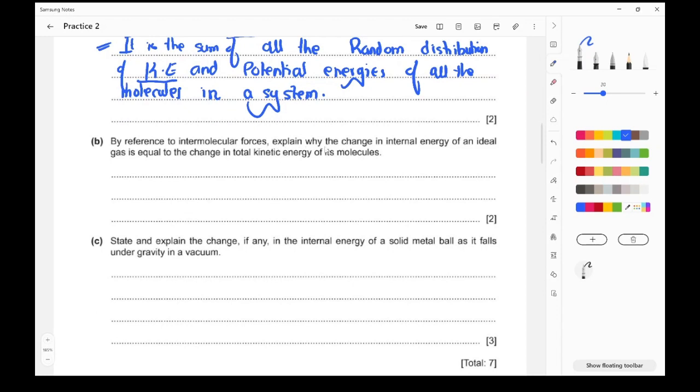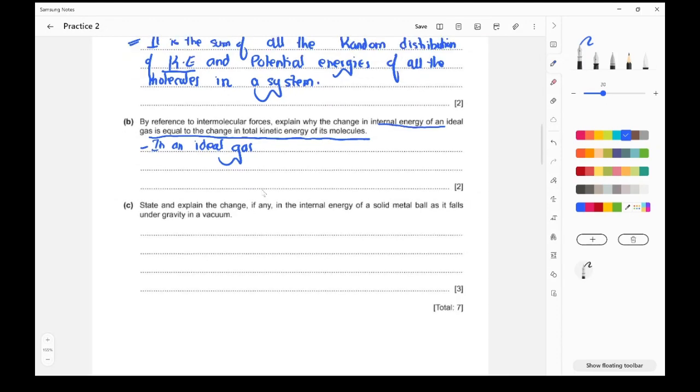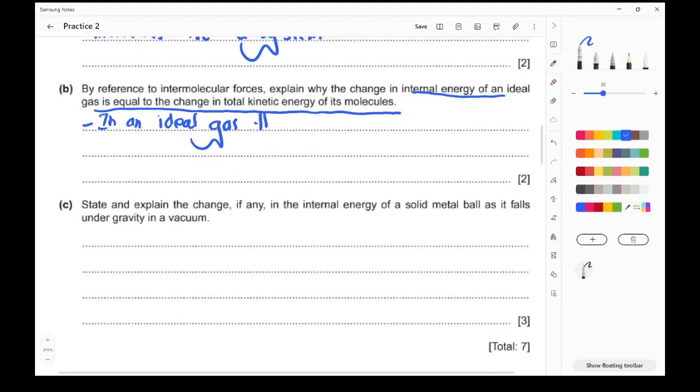By reference to the intermolecular forces, explain why the change in internal energy of an ideal gas is equal to the change in total kinetic energy of its molecules. Okay, there are no intermolecular forces in an ideal gas. I'm just going to be writing this down. In an ideal gas, there are no intermolecular forces.